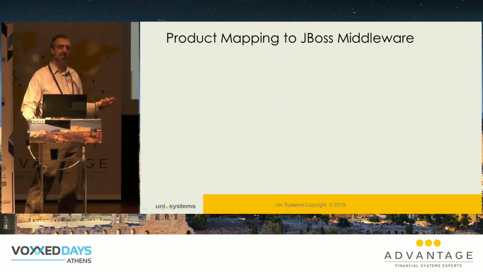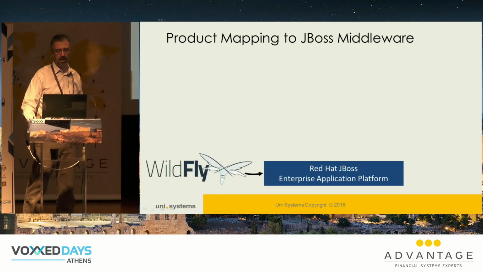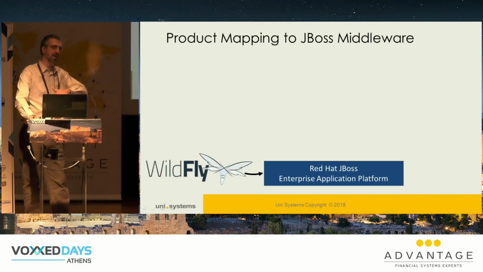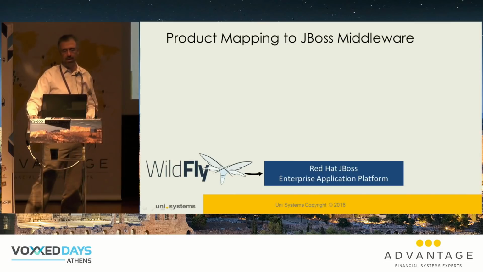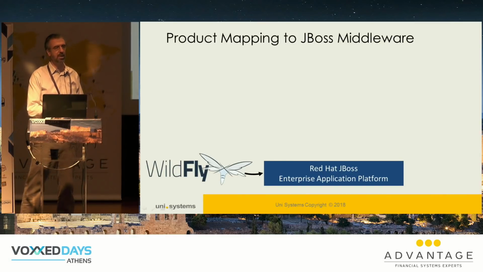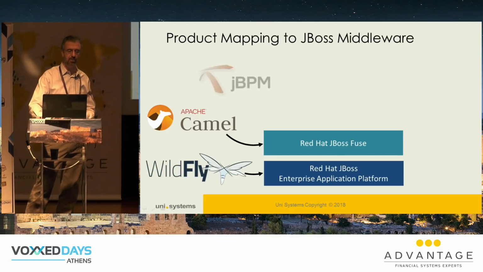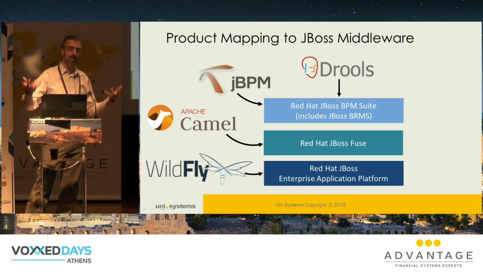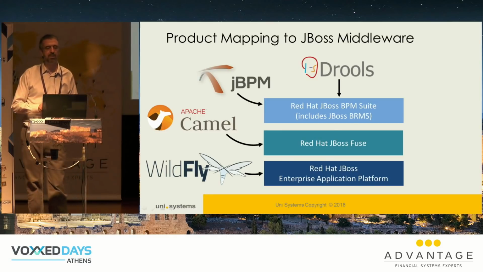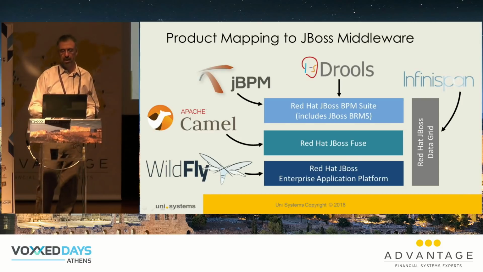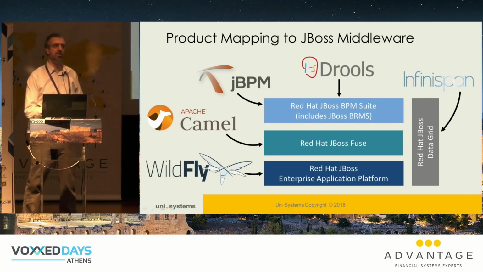So if we look at the product mapping, at the bottom layer we have the application server. It's Wildfly. Perhaps you saw the presentation by Mr. Andreadis earlier on. So in the Red Hat world, in the productized supported version, that's the JBoss EAP. Then we had Apache Camel, which is Red Hat JBoss Fuse. We had JBPM and rules. These are combined in one product, which is the JBoss BPM Suite. And we have JBoss Data Grid, which is the supported version of InfiniSpan.